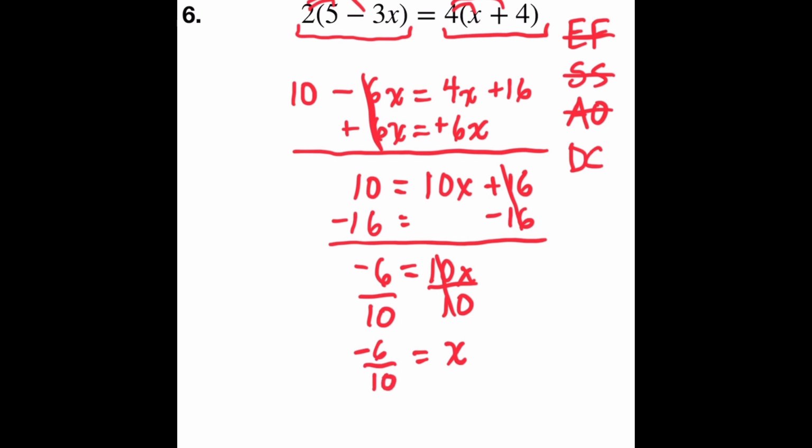However, I can reduce this fraction by 2 over 2, a form of 1. So negative 6 divided by 2 is negative 3, and 10 divided by 2 is 5. Negative 3/5 equals x in simplest form is the answer.